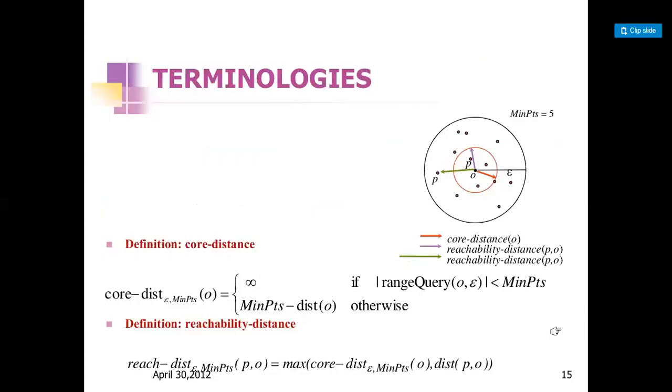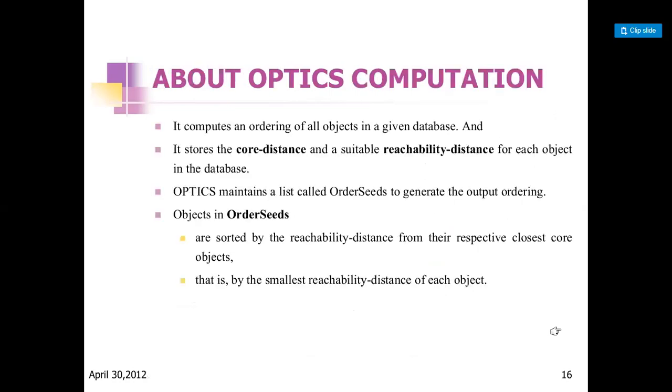The same thing is represented here. The reachability distance between point P and O is equal to the max of the core distance and the distance between P and O. The formula may look a little complicated, but here there are two points, O and P, and we want to find the reachability distance. So the distance between epsilon and min points is the core distance, and there is the PO distance. Whichever is maximum between these two is called the reachability distance.